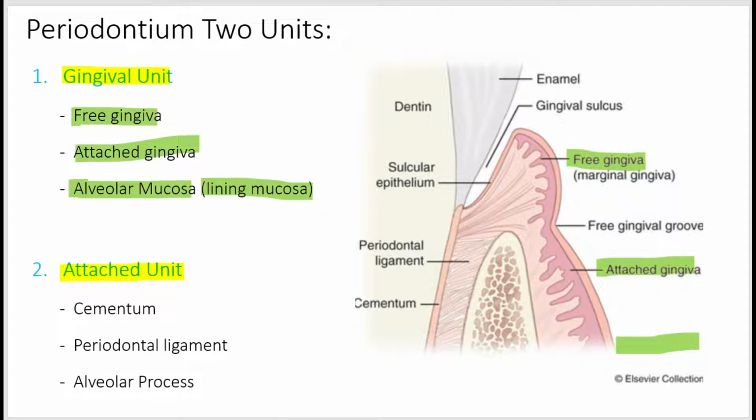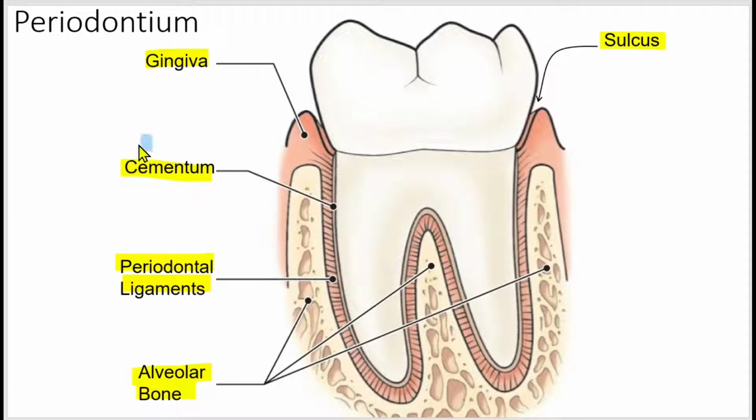The attached unit, on the other hand, are the things that technically attach the tooth to the bone, right? So this includes the cementum, the periodontal ligaments, and the alveolar process, which is technically the alveolar bone here. If we go back to this picture, you can see that this is the attached unit, and this is the gingival unit with all the things that it has.